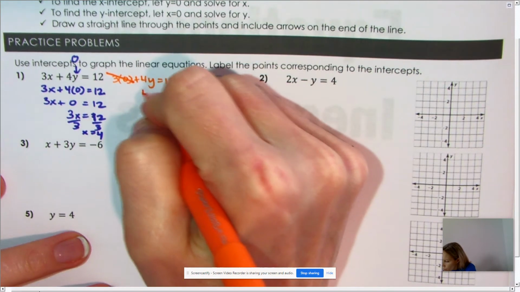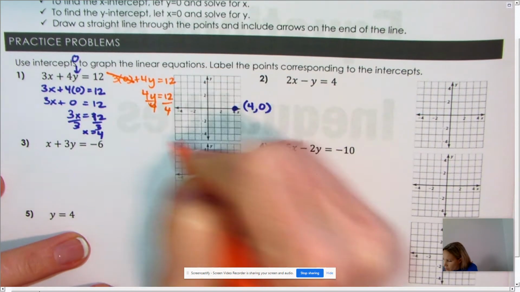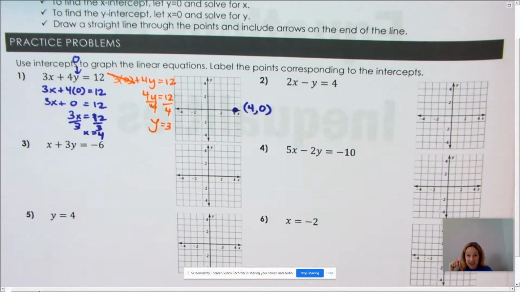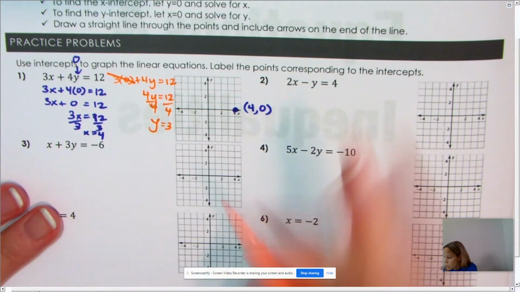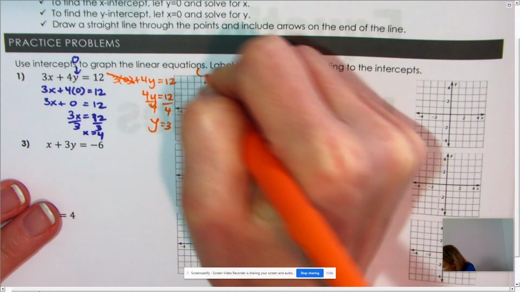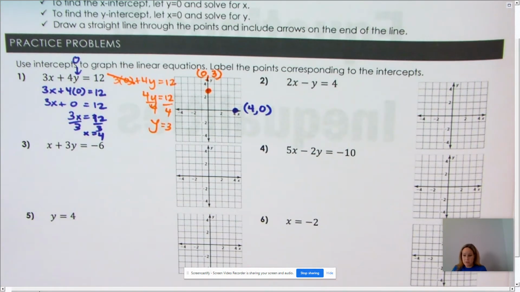Okay, so I have 4y is equal to 12, and I'm going to divide by 4 on both sides, so y is equal to 3. Okay, remember that's a point. That's just the y-intercept. That's when x equals 0, y equals 3. So I'm going to put a dot right there. And the coordinates for that point would be go over 0 and go up 3. Okay, so that's the coordinates.